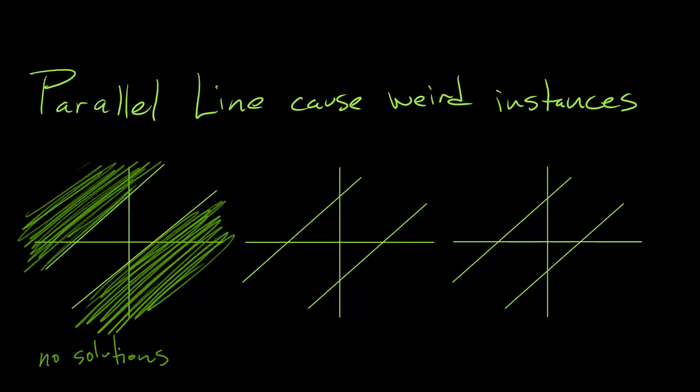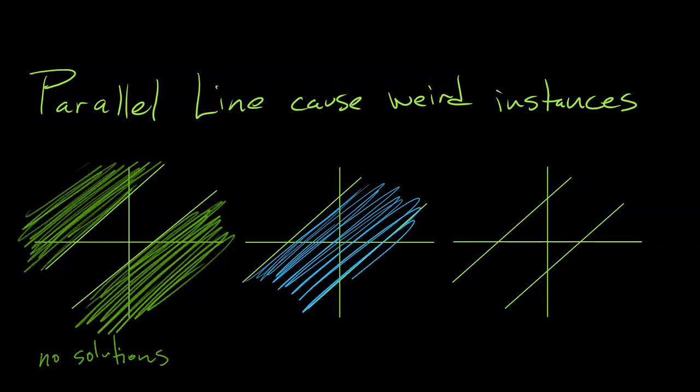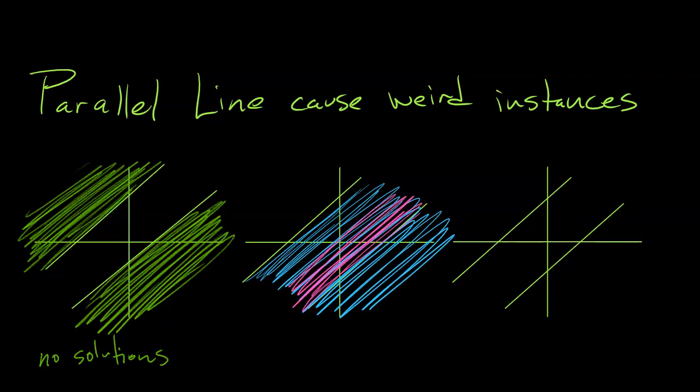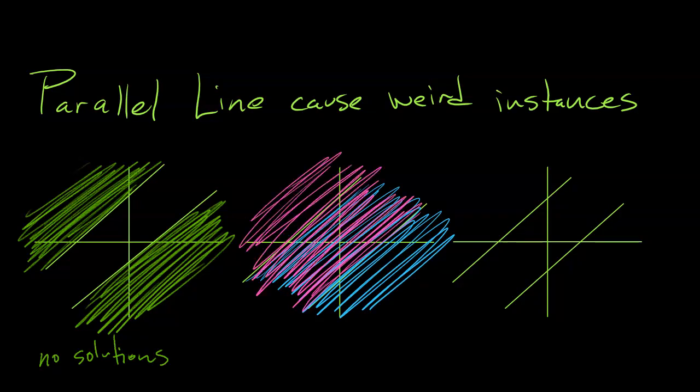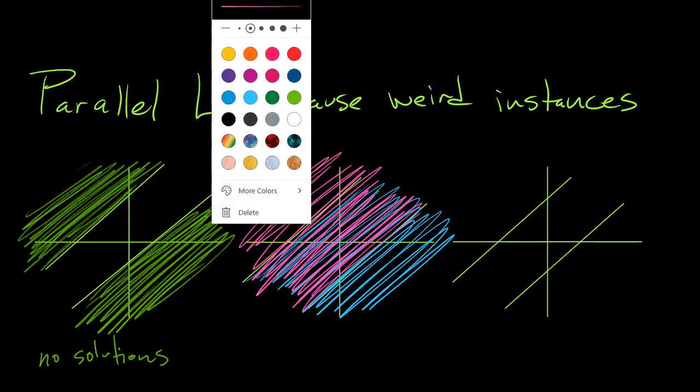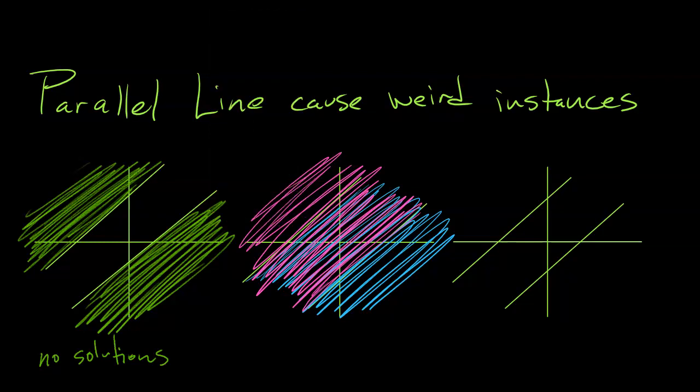It's also possible that, how am I going to draw this? I'll go back to pink and blue. It's also possible that they'll completely overlap. The two sections create a parallel intersection. So the solutions could be in the middle.